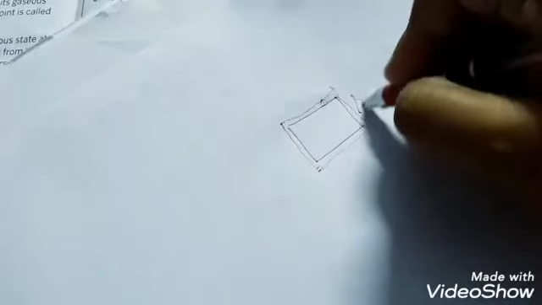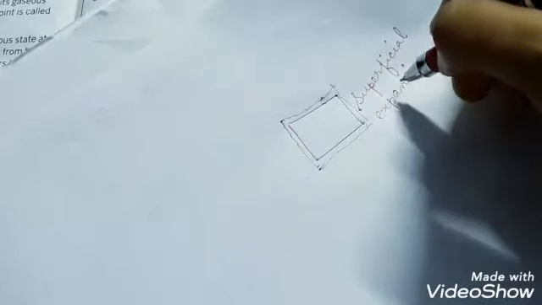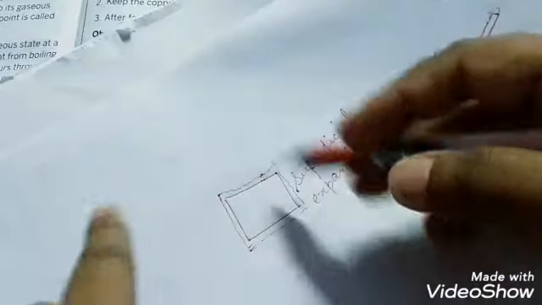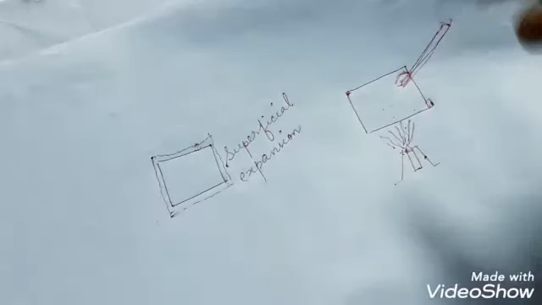So this increase in the size shows the superficial expansion. Got it? Superficial expansion. This shows what is superficial expansion? That is the tendency of a material to expand in its area when heated. So the area increased when you heated it. Got it? This is a superficial expansion.